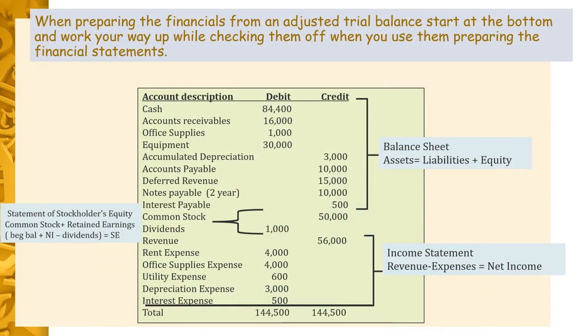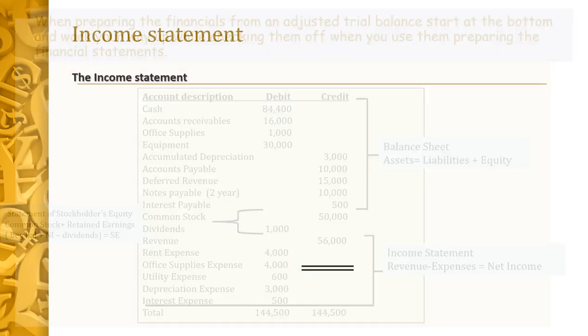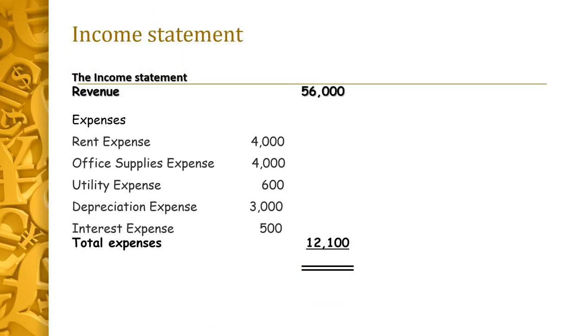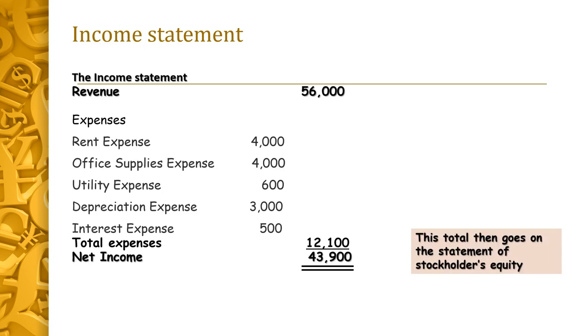So we'll go back to our trial balance, and what I like to do whenever I'm using an adjusted trial balance is I check off things as I use them, because everything that's here you're going to use, but you're only going to use it once. So we'll start with the income statement. First, we'll show our revenue. We'll then list our expenses, show a total, and that gives us net income. This total then goes to the statement of stockholders' equity.